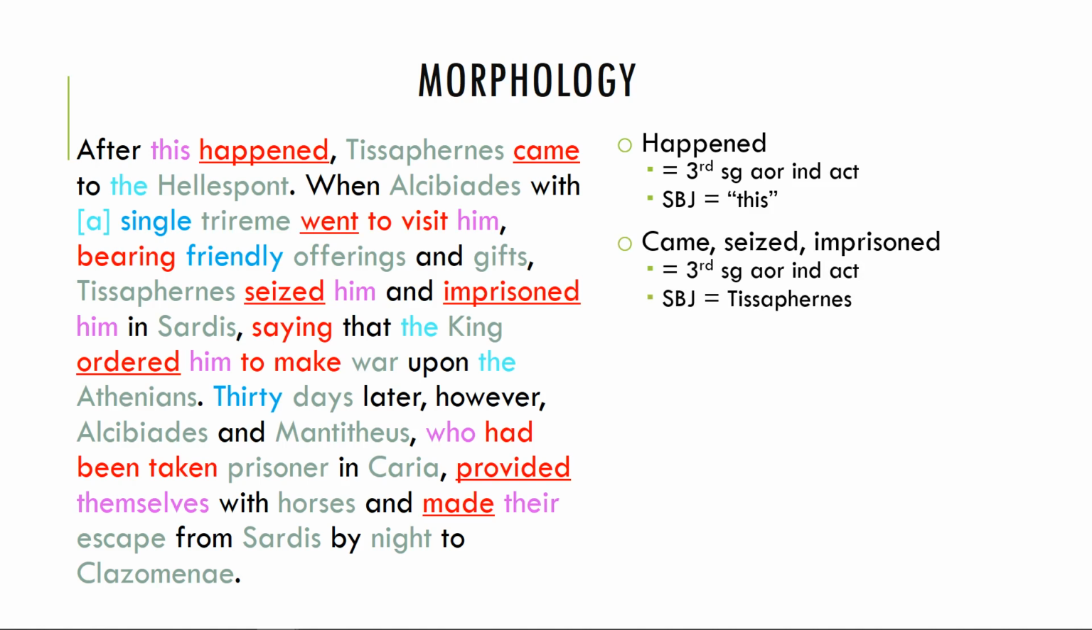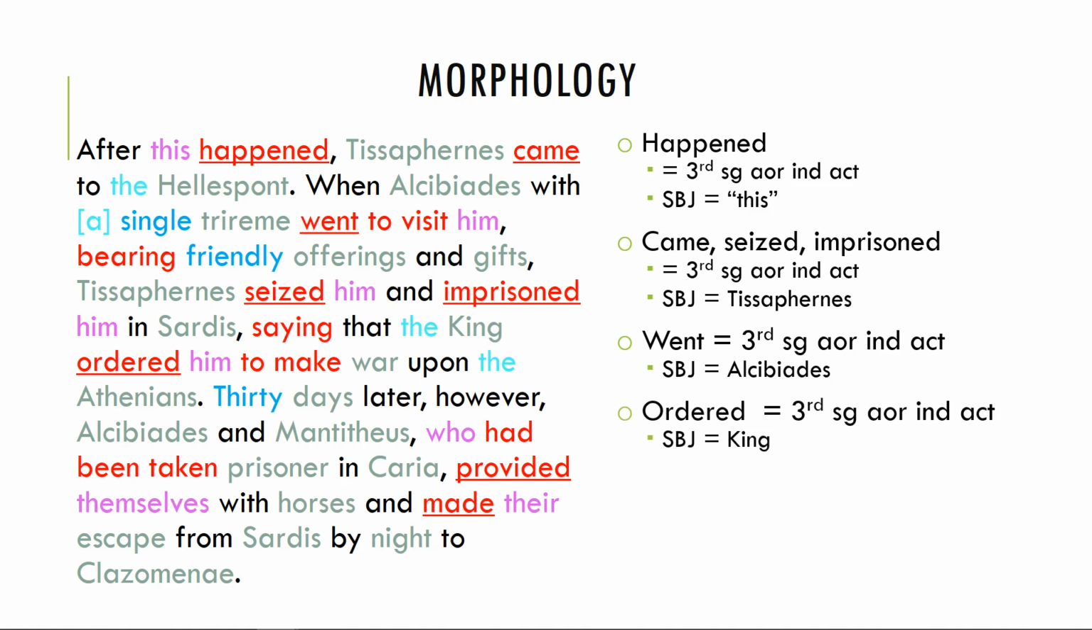You get a lot of aorists in a narrative history, with Tissaphernes as the subject. Went, likewise, with Alcibiades as the subject. These are all things that happened. They're not continuing to happen, right? They're done. They're completed action, therefore they're in the aorist.